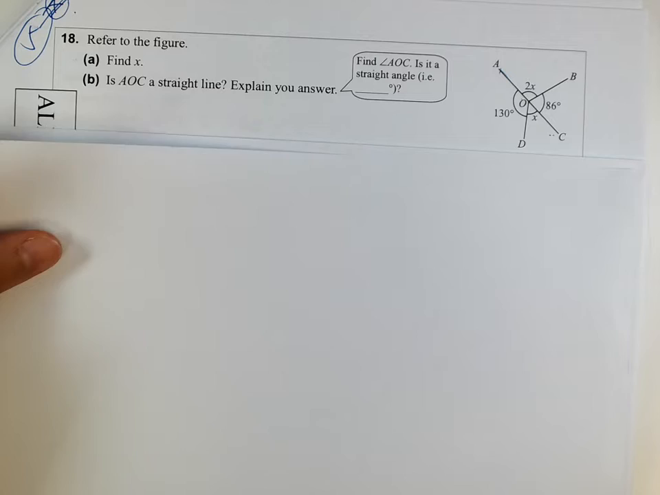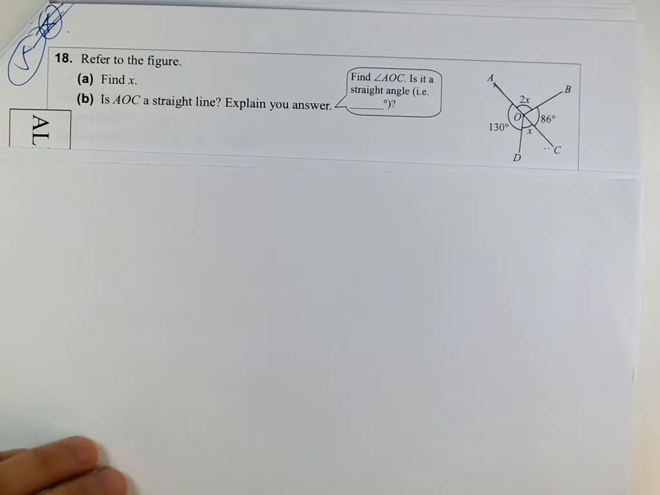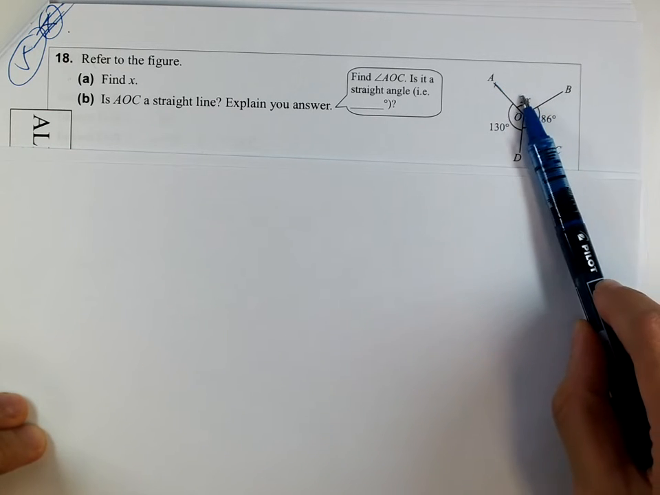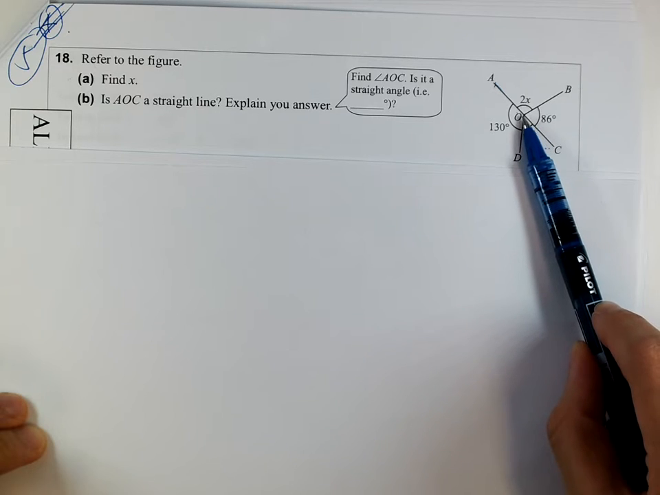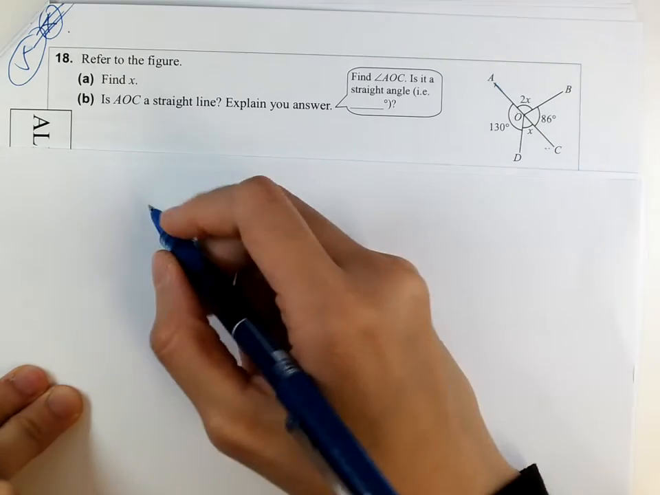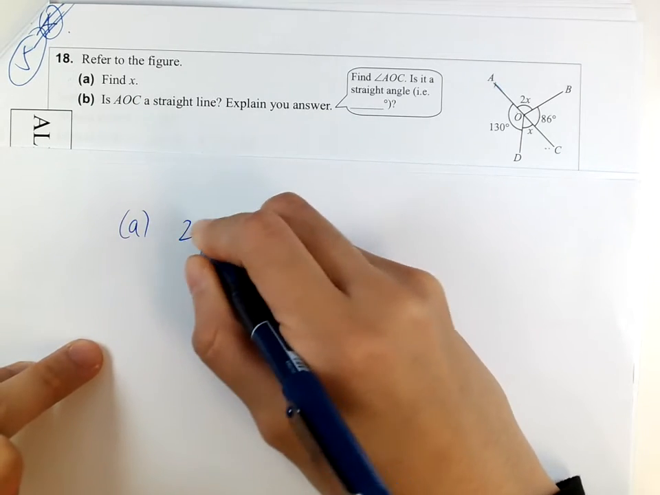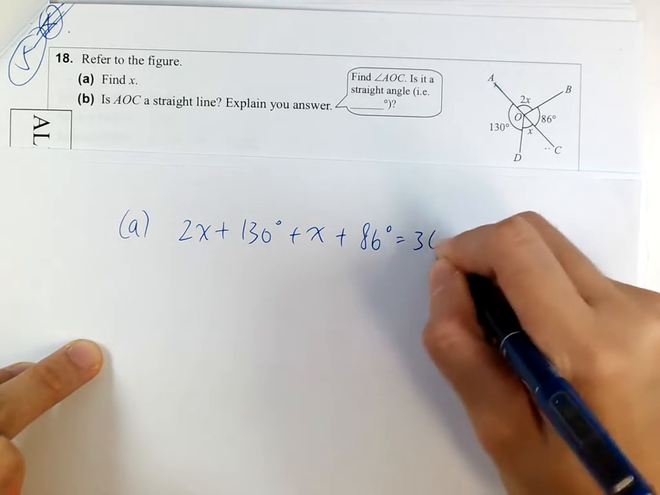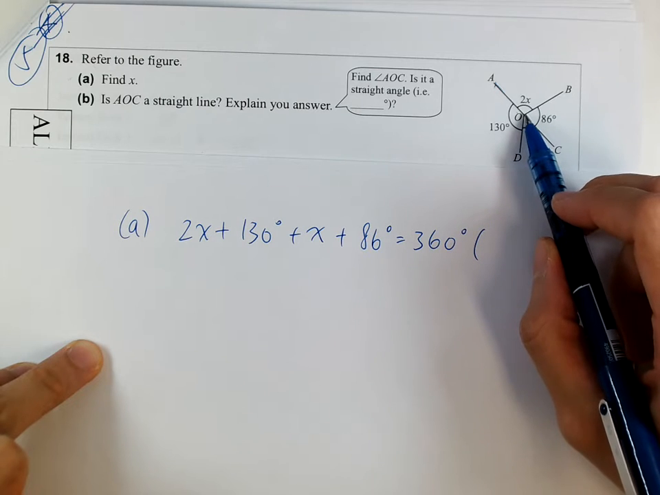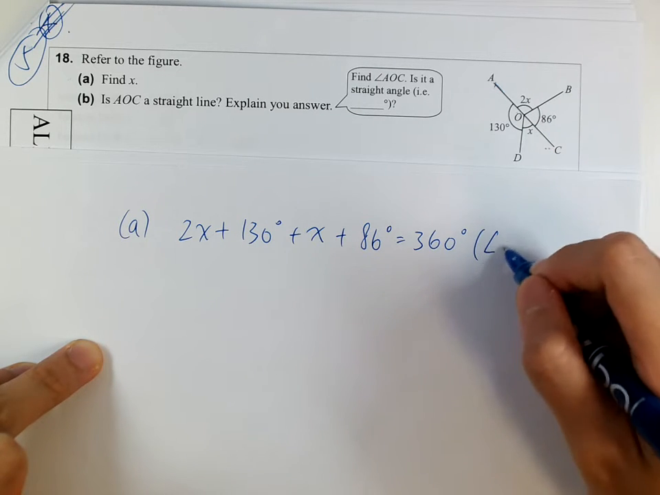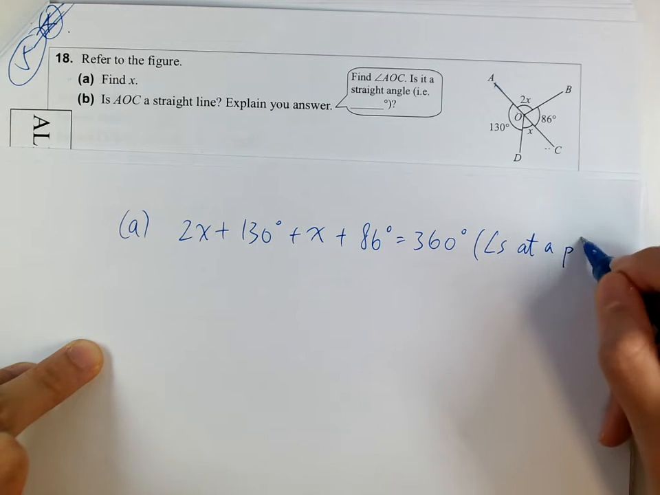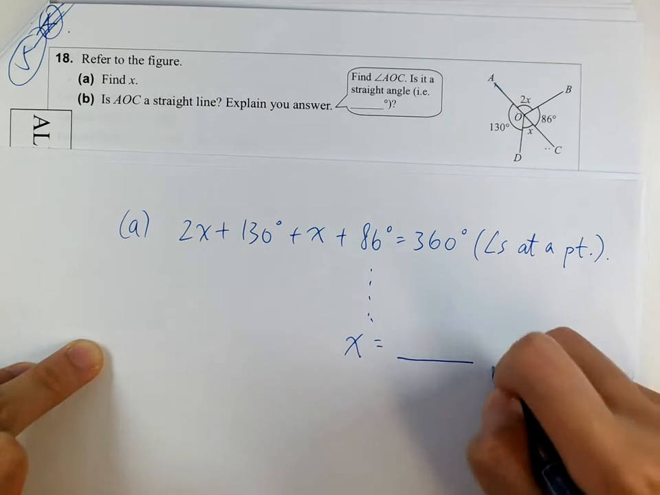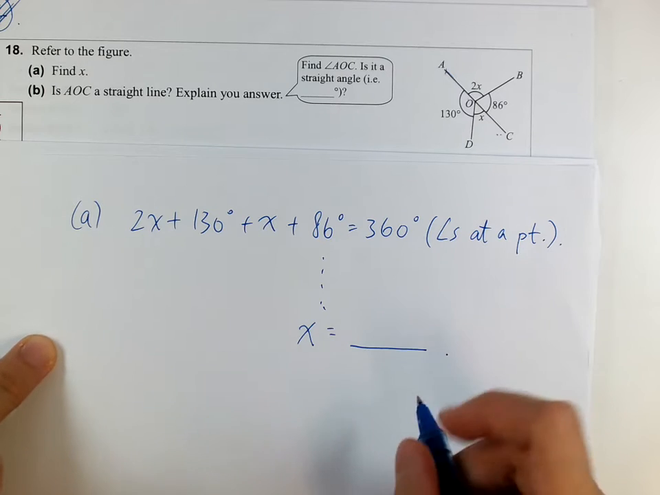So what should we do? Because we are not sure if AOC is a straight line, but we are sure that all the four angles are located at the same point, we can use the angles at a point. That is 2x plus 130 plus x plus 86 equals 360. This must be true because all the angles are at point O. So we can use this reason for sure. Then you try to find out the value of x. You do the calculation on your own.